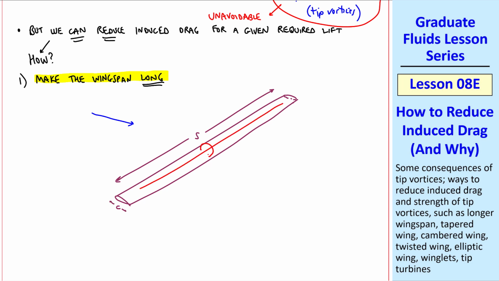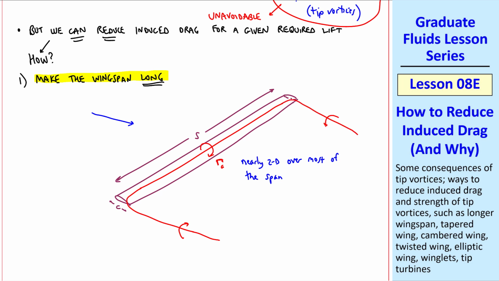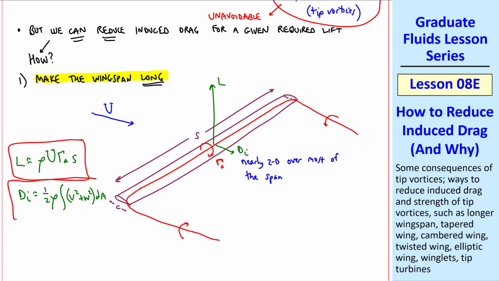Throughout most of this wing, the bound vortex strength gamma A is nearly constant, since it's nearly 2D over most of the span. Of course, this bound vortex turns and produces the tip vortices at the wing tips, as we've been discussing. The total lift L on this wing for an almost 2D body is rho U gamma A times S. In other words, it's proportional to S. And induced drag D_I is proportional to the wasted kinetic energy due to the high speed in these tip vortices, as we also previously discussed.